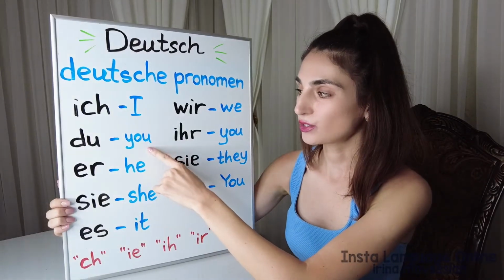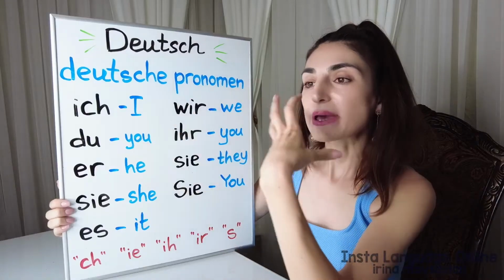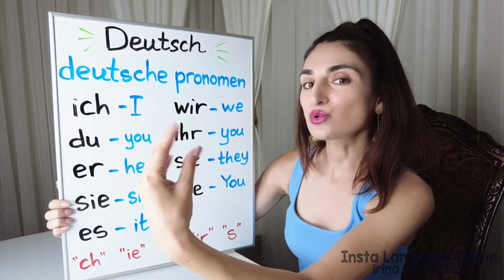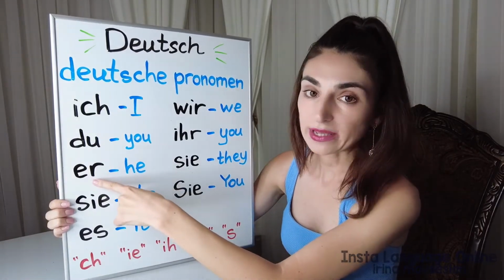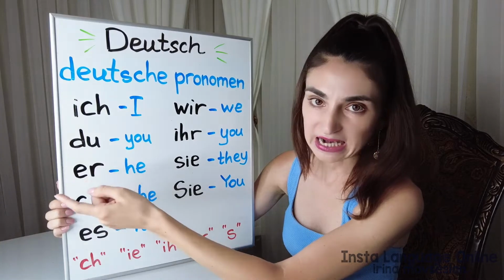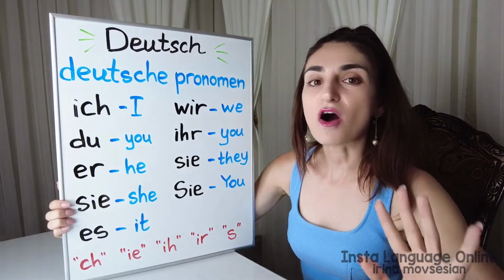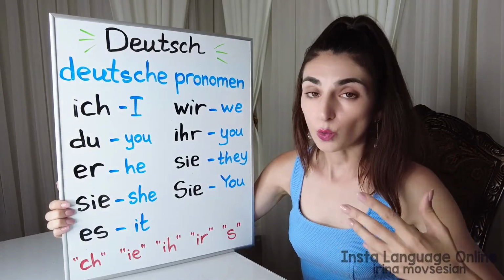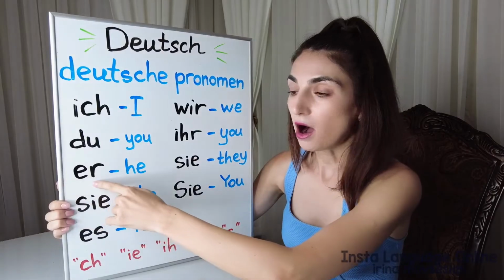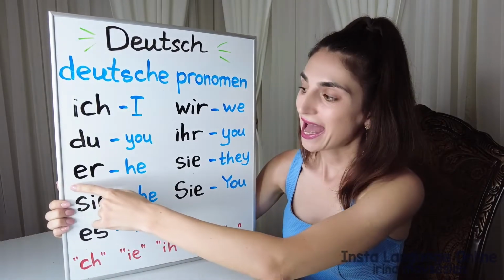Next one, you will be du. Make it longer, du. Next one, if we have r in the end, in the German language, we vocalize it. What does it mean? Instead of r, we say er. I know, interesting. Er.